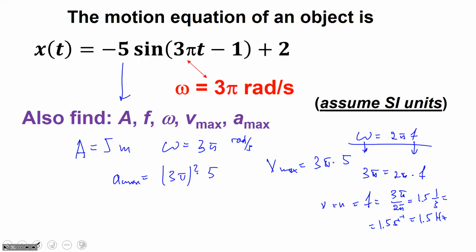And what is the period? Period equals 1 over frequency, or 2 pi over angular frequency. So 2 pi over 3 pi, 2/3, and that is seconds.